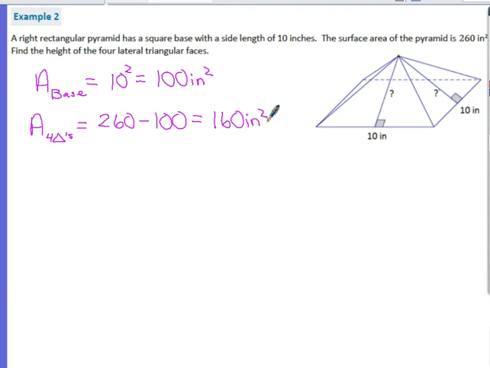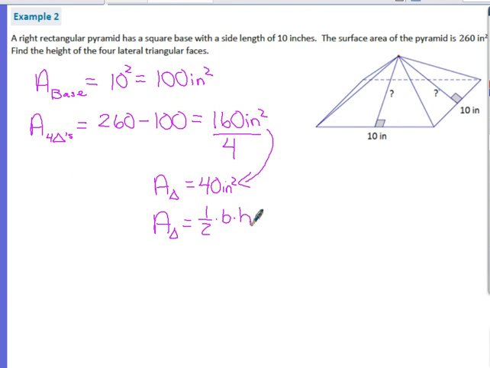Now that's 4 of the triangles. So let's narrow it down to 1 triangle. So if we take that and divide by 4, that's going to equal 1 triangle. So we get 40 inches squared is equal to the area of 1 triangle. Now this is where we're going to be able to find the height. As you guys know, the formula for area of a triangle is equal to 1/2 base times height. So area of a triangle equals 1/2 base times height.